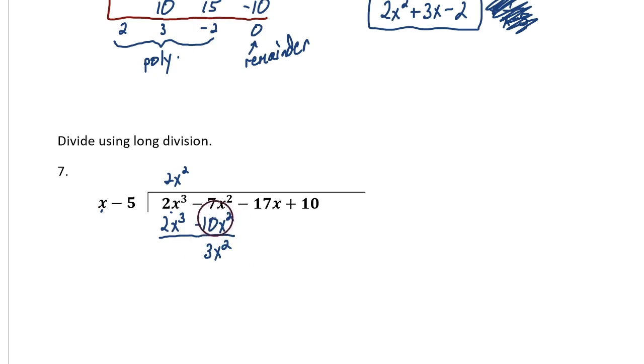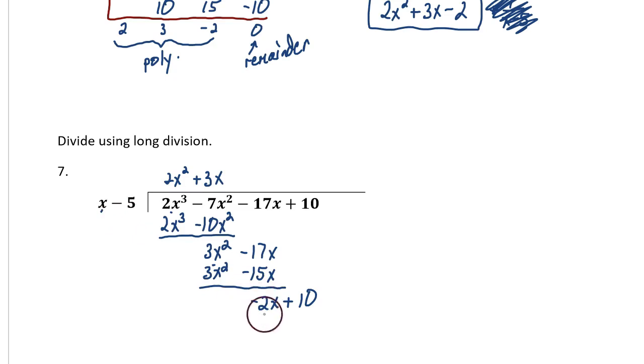Earlier this year, you might remember I cautioned you about subtracting. Use a calculator if you're not confident about it. Negative 7 subtract negative 10 is what you would type in. Now bring down the next term. Now look at the leading thing, x, and look at this leading thing, 3x squared. X times what is 3x squared? That makes positive 3x. 3x times x is 3x squared. 3x times negative 5 is negative 15x. Now subtract. It's negative 2x. Bring down the 10.